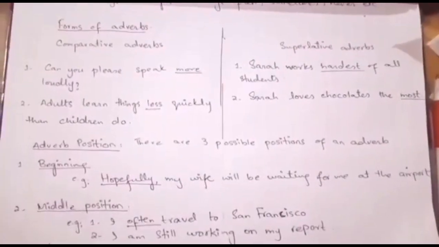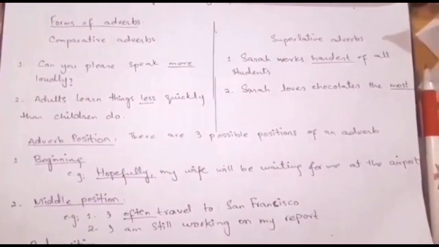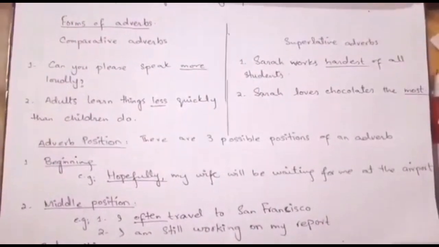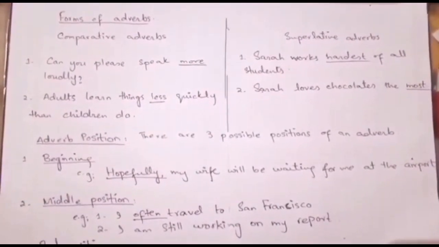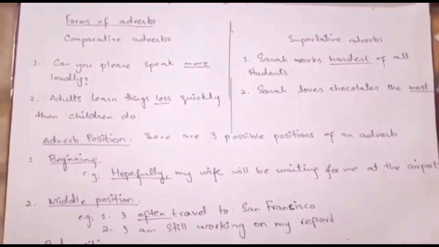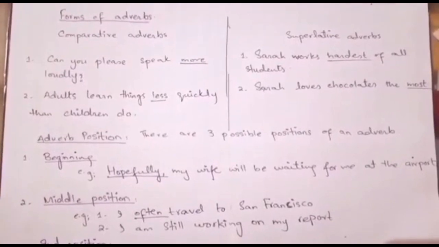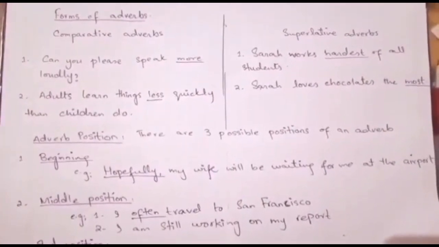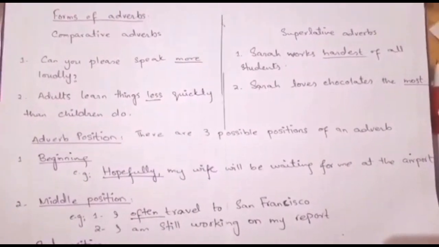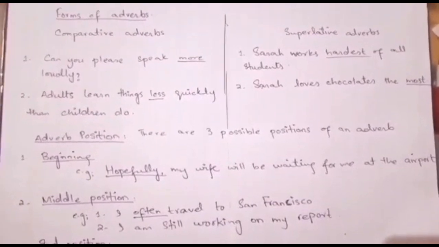So there are 2 forms of adverbs. Number 1, comparative adverbs, and number 2 is superlative adverbs. In comparative adverbs, we usually compare one thing to the other thing. We mostly do the comparison between different things or 2 persons. So this is comparative adverbs. For instance, can you please speak more loudly? Number 2, adults learn things less quickly than children do.